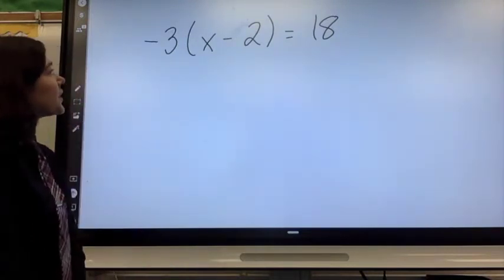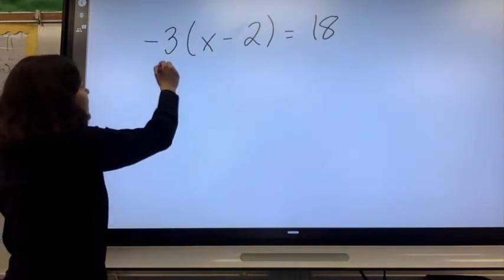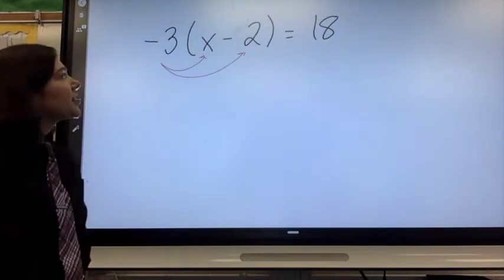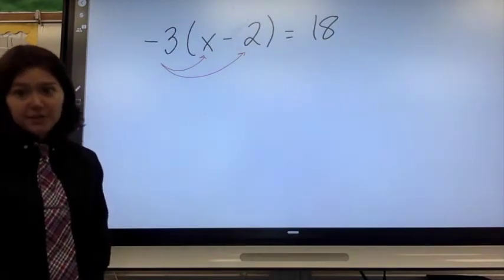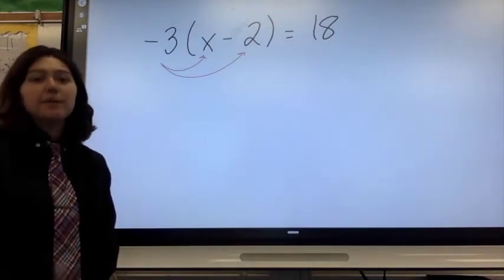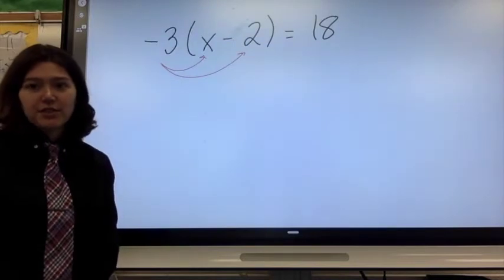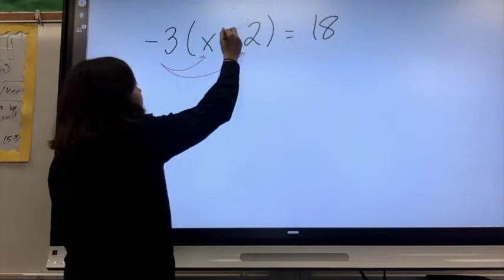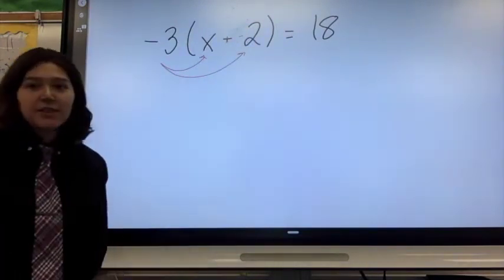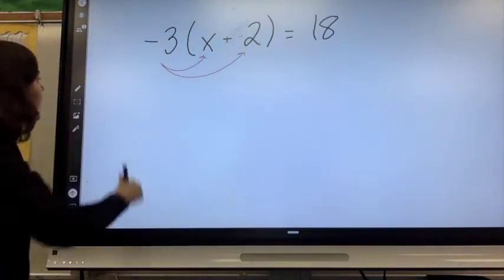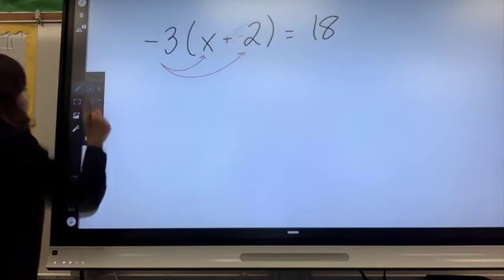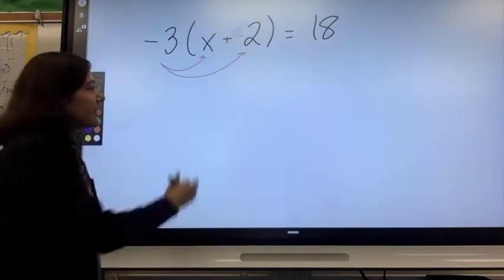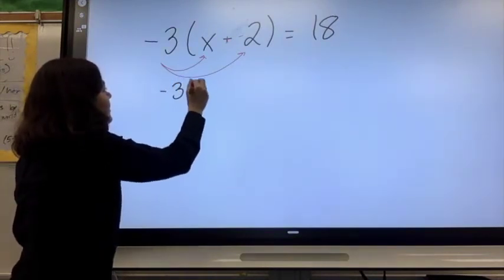So what we're going to do to solve this is distribute our negative 3 to our x, and then distribute the negative 3 to that negative 2 that we have, and then we're going to solve the two-step equation that results. I have minus 2, so I'm going to change that to adding a negative 2, so I don't have any sign issues. Alright, and then from there, I'm just going to multiply. So negative 3 times x becomes negative 3x.